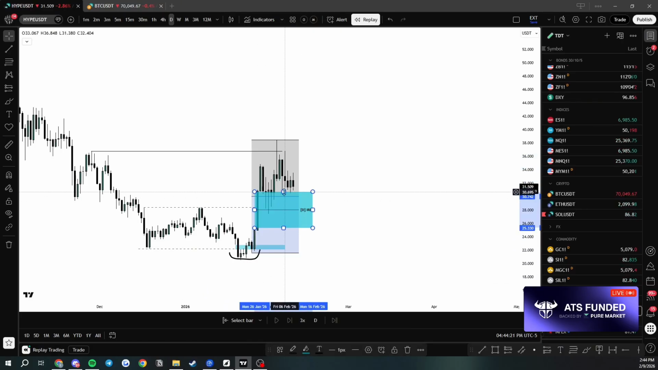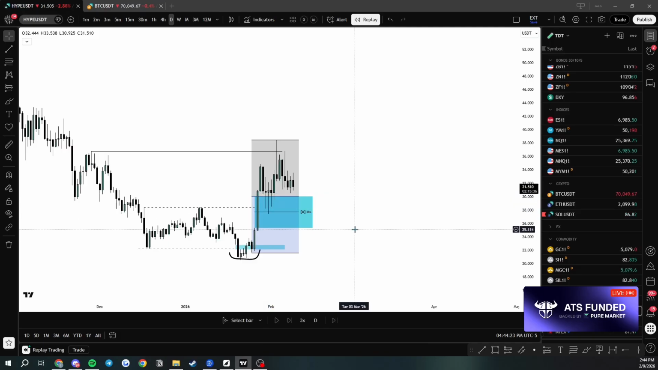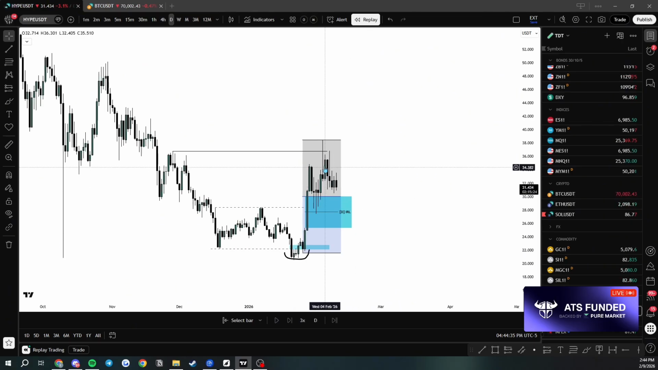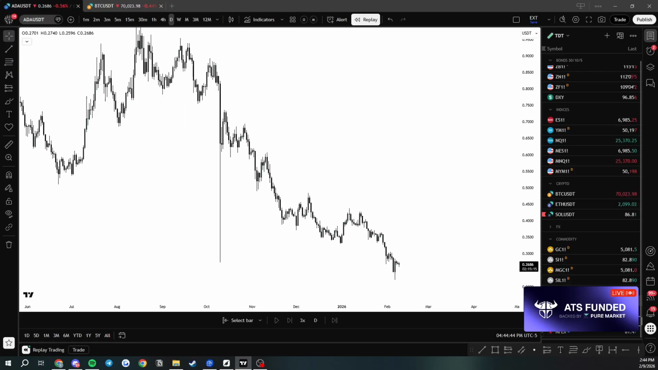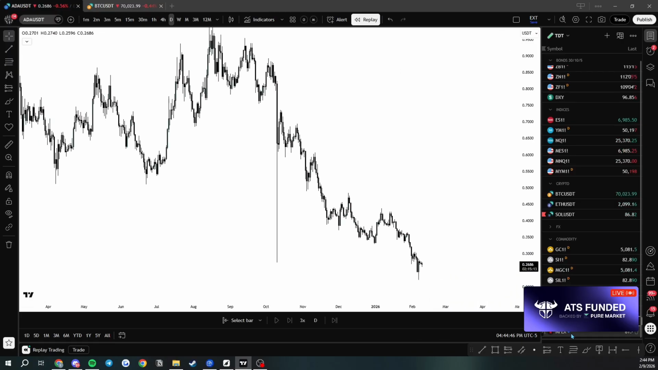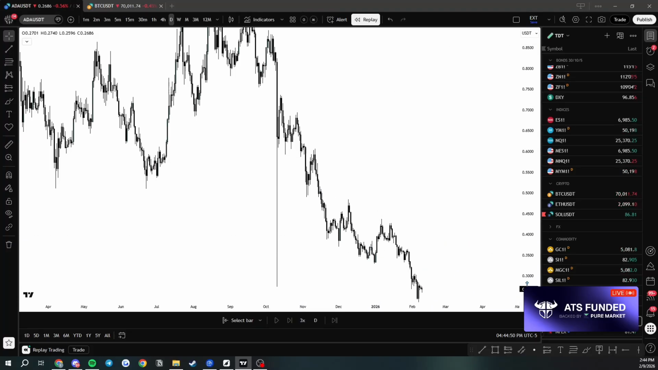Okay, so I'm not gonna take the whole thing. I'm just gonna take that. We retraced into it. We moved back up. I wouldn't expect us to go lower than this down close candle, but I still think it will probably go higher. But yeah, let's see, Ada. We didn't even draw anything on this one, and I don't even need to say anything about it.